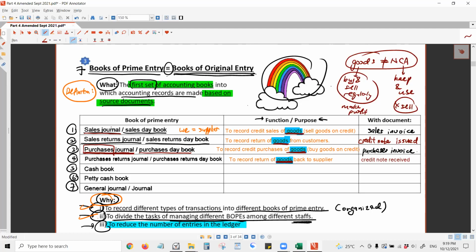Okay, and then for sales journal and purchase journal, also notice must be on credit. Must be on credit. Good question. I'll tell you later, okay? Where is it recorded? Okay, I'll tell you.